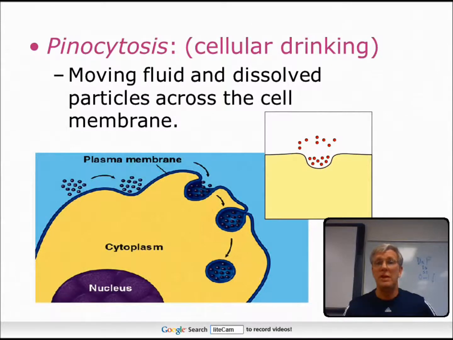Pinocytosis literally means cellular drinking. This is where the cell membrane invaginates and actually engulfs a fair amount of fluid and particles that may be dissolved in that fluid. So it's mostly bringing in fluid. That's why it's called cellular drinking, and whatever might be dissolved in that fluid comes in with it. This is called pinocytosis.